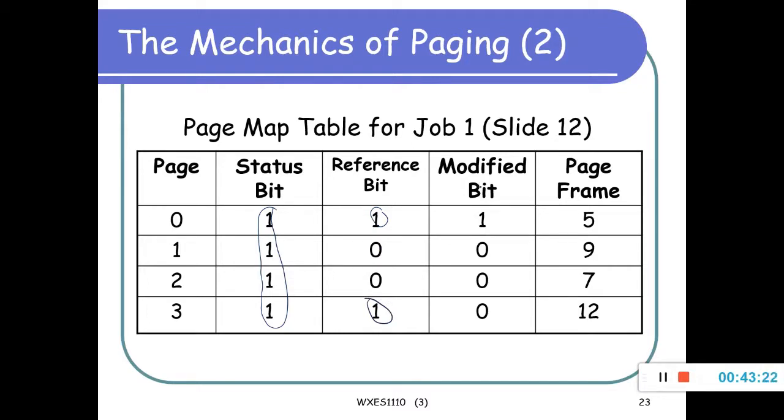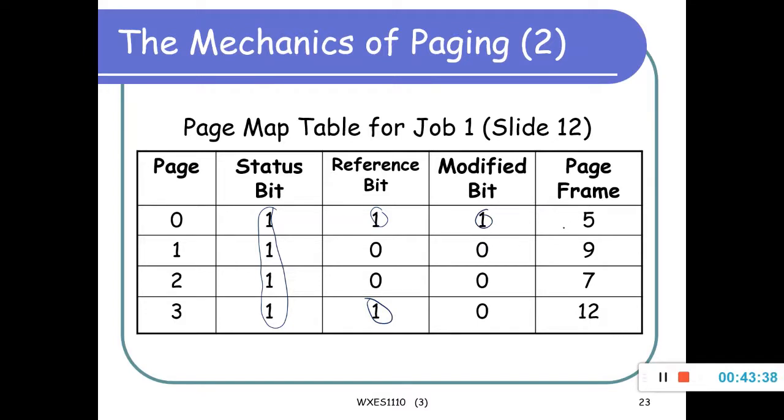So this modified bit indicates whether you have modified the page. If modified, you put 1, or if not, you put 0. And this is the page frame number.